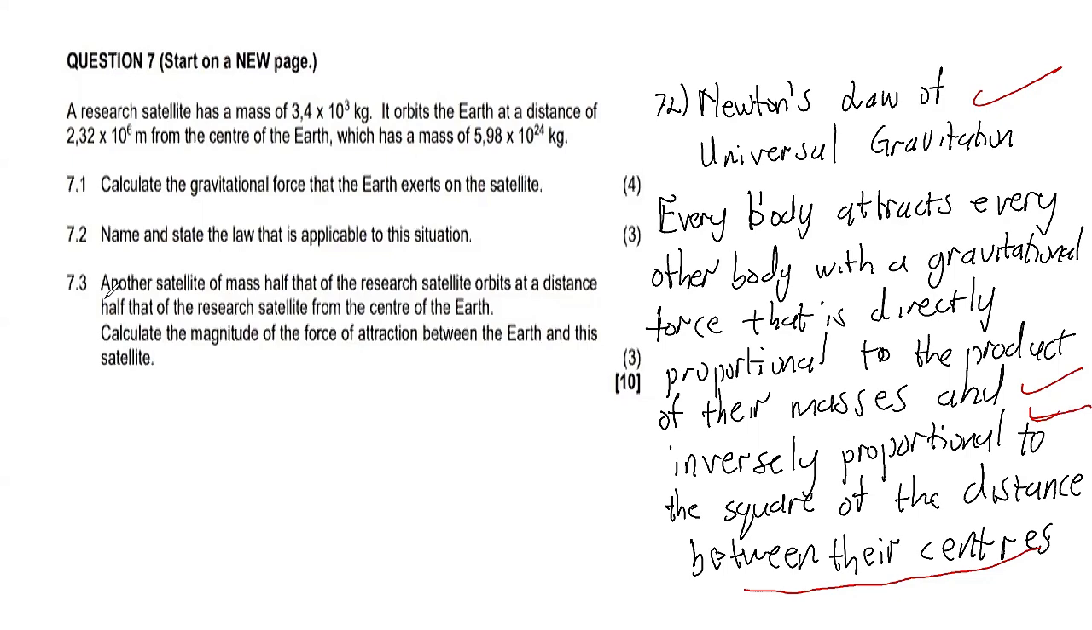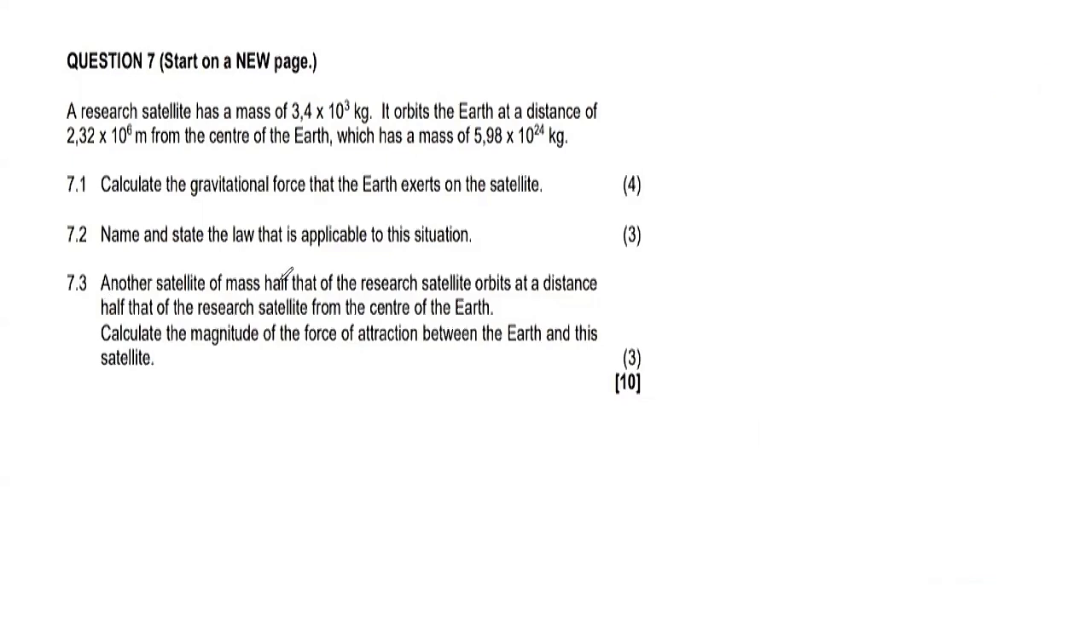Okay, then we have 7.3. It says another satellite of mass half that of the research satellite orbits at a distance half that of the research satellite, right? Then that means they're halving the mass, and they're also halving the distance from the center of the Earth. Calculate the magnitude of the force of attraction between the Earth and the satellite. So how you solve this question is this way, right? You don't have to try to divide this one by 2 and also divide that one by 2. There is a way in which you can calculate that using the format of F nu.